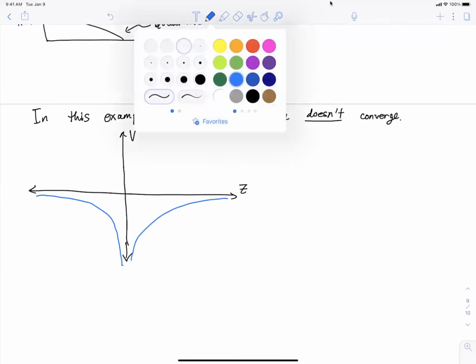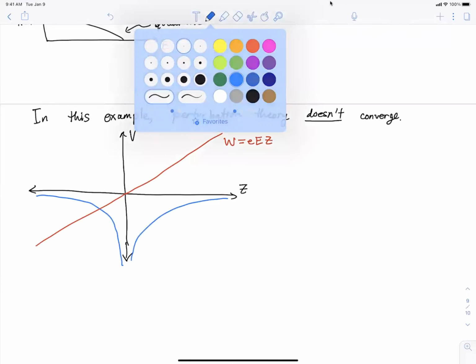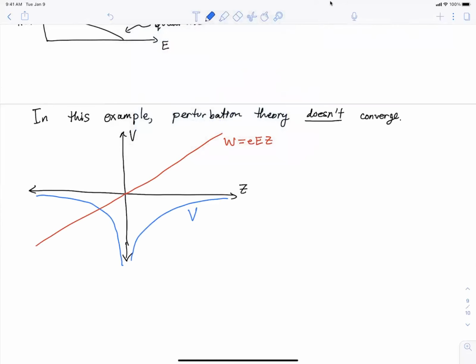Okay, but now we've added an electric field that grows linearly. So it does something like that. So this is W equals E times big E times Z. And this is the potential down here. This is the potential V of R from the proton.